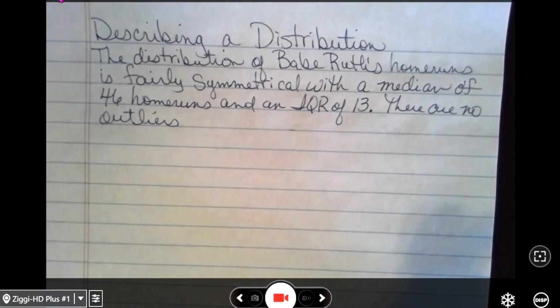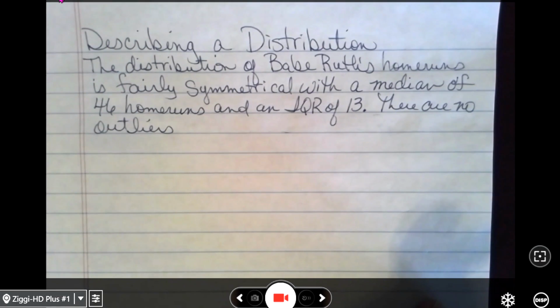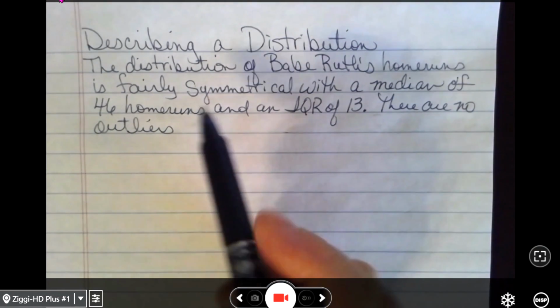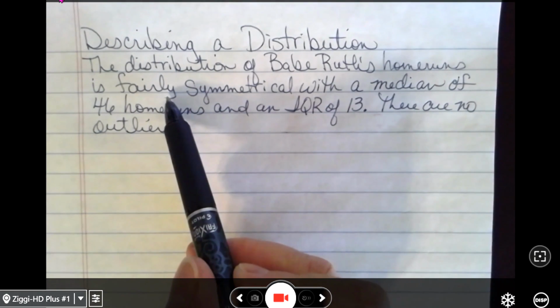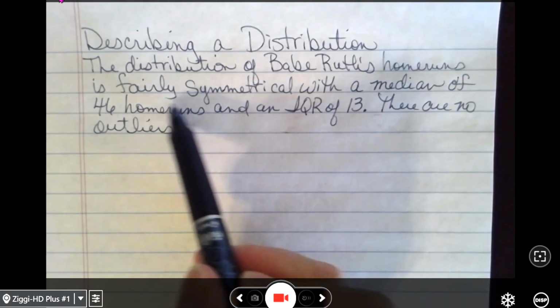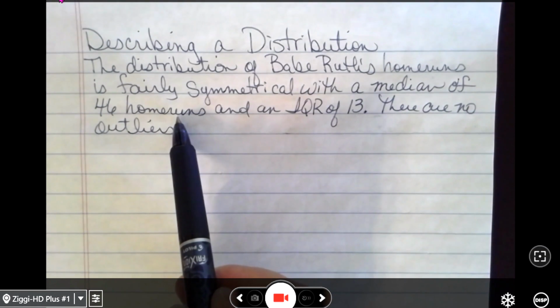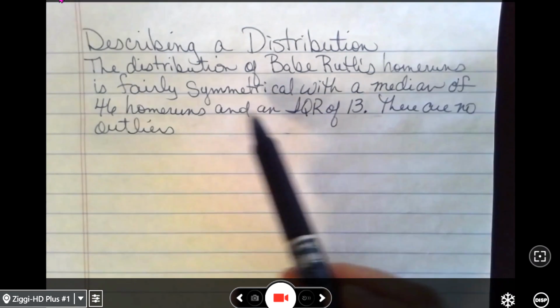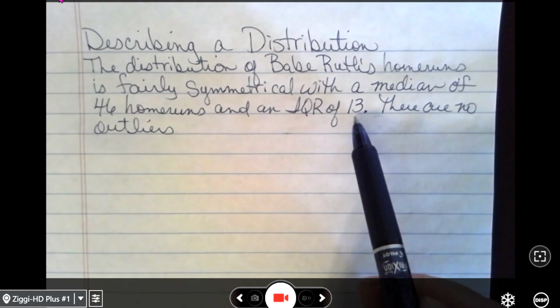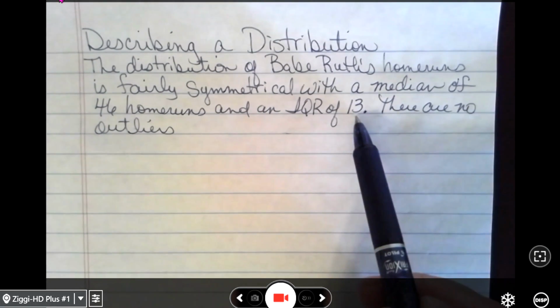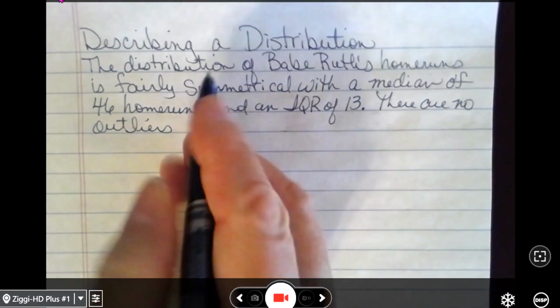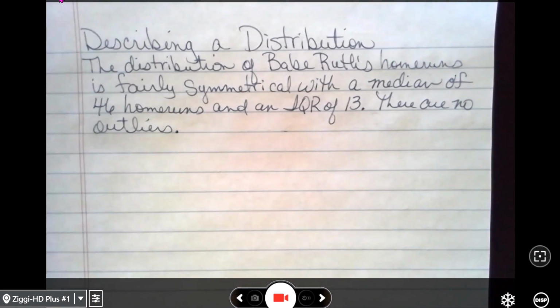Okay, so that's how we know it's fairly symmetrical. Now, you know, in stats, nothing's 100%. It's kind of, sort of, right? So fairly or somewhat is a word we use. It has a median of 46 home runs, right? So I put the context in there, and that was the median that we just found, and an IQR of 13. That's your variability. There are no outliers. So let's talk a little bit about what I wrote in describing the data.